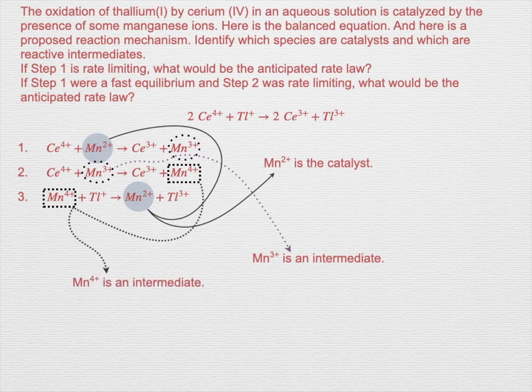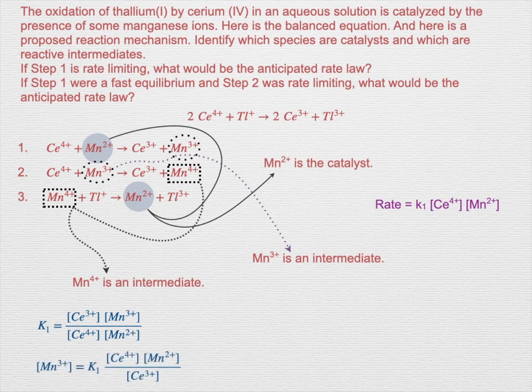Okay, so what would the rate law then be? If step 1 were rate limiting, then the overall kinetics would be according to this expression. However, if step 2 were rate limiting and the first was a rapid equilibrium, then we would write out the first expression's equilibrium constant, that we now use a capital K, and we write it to solve for the manganese 3+ concentration. Manganese 3+ is an intermediate and must not be found in the final rate expression.